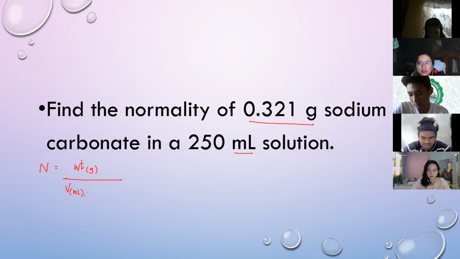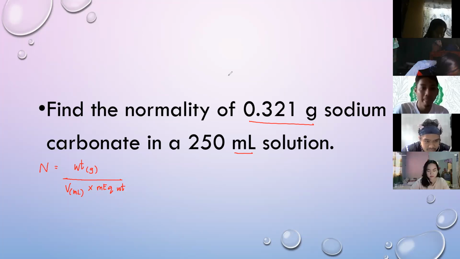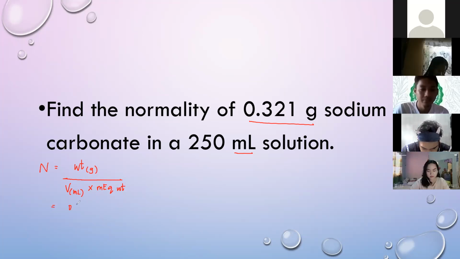Now, this one is divided by the volume, pero take note that the given is in ml. Okay, the given is in ml times, ano nga ang partner ng ml? Equivalent weight or milli-equivalent weight? Milli-equivalent weight po. Okay, milli-equivalent weight yung partner niya. So, di ba, the weight of the sample is given, that's 0.321 grams divided by the volume in ml, 250 ml. Yung problem na lang natin dito, class, hindi given si milli-equivalent weight.